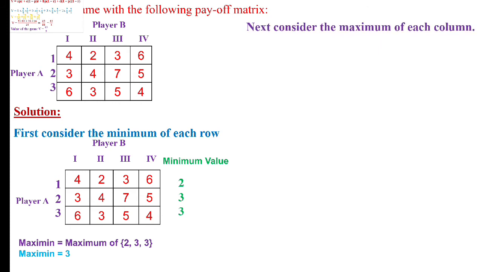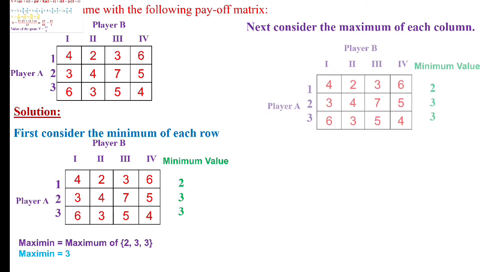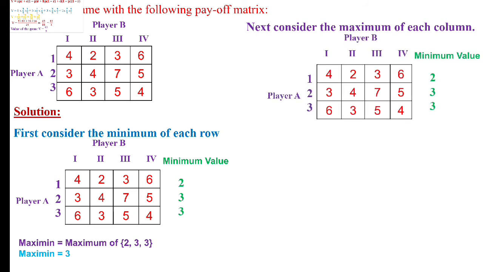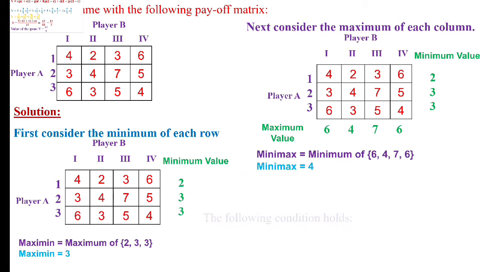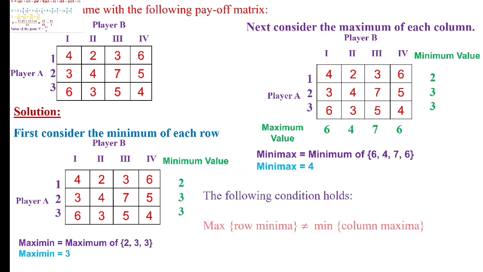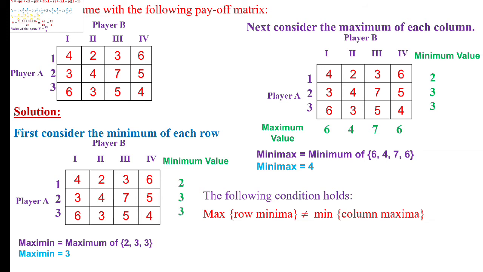Come to the minimax. Consider each column. The first column maximum value is 6. Second column is 4. Third column is 7. Fourth column is 6. In that, minimax is the minimum of the maximum values 6, 4, 7, 6. In that, the minimum value is 4. So here the minimax and maximin condition is not satisfied. Minimax and maximin are not equal.